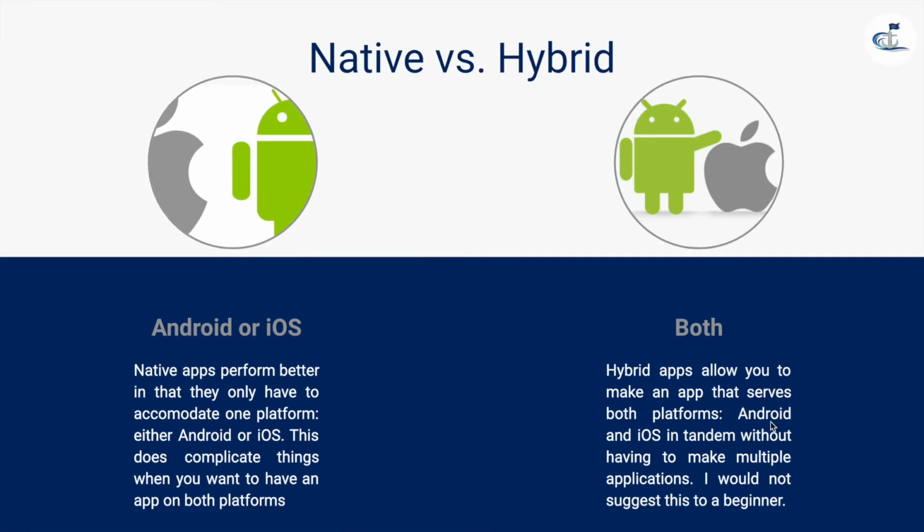So let's talk about what a native app is versus a hybrid application. Now, a native application only worries about one operating system, whether it be Android or iOS. And native apps perform better in that they only have to accommodate one of these platforms, either Android or iOS. And this does complicate things when you want to have an app on both platforms. You're going to have to make separate applications for each platform. But if you're just messing around and you only need to have your application on either Android or iOS, I really recommend just going the native application route so that you don't have to worry about the complexities of going hybrid.